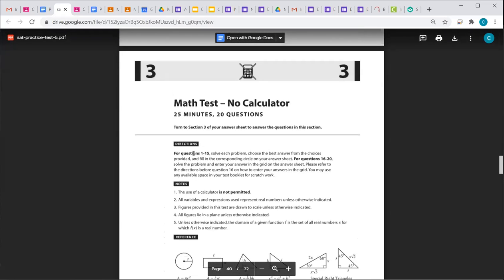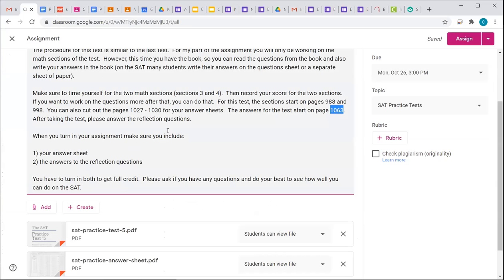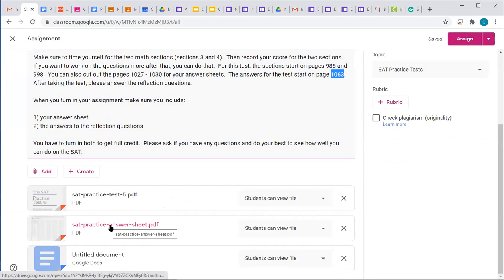So I shouldn't show you the questions yet. When you go through, after you take the test, please then grade your test. If you feel like you want to work on the questions some more afterwards, that's fine. But first, just record your scores and see how well you did for the 2 sections.